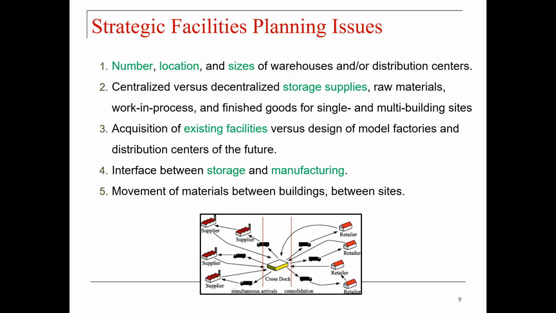In terms of strategic facilities planning issues, the number, location, and sizes of warehouses and/or distribution centers are typically the major problem. Centralized versus decentralized storage of supplies, raw materials, work in process, and finished goods for single and multi-building sites, acquisition of existing facilities versus design of model factories and distribution centers of the future, interface between storage and manufacturing, and finally, the movement of materials between buildings and between sites.